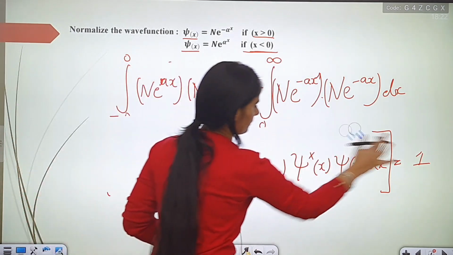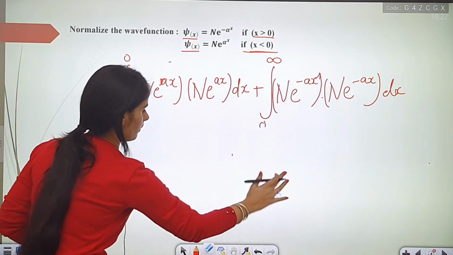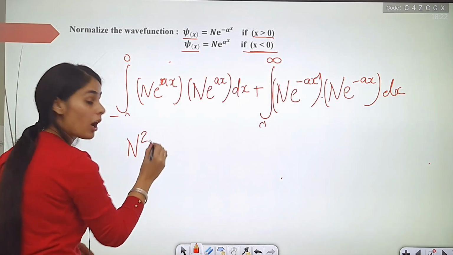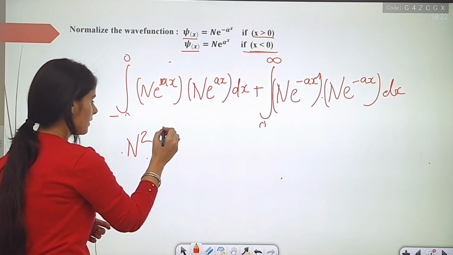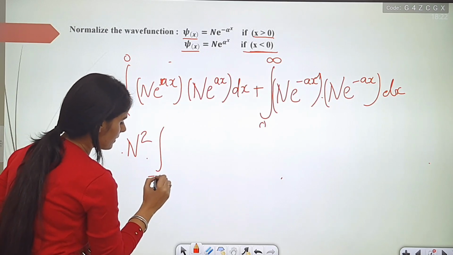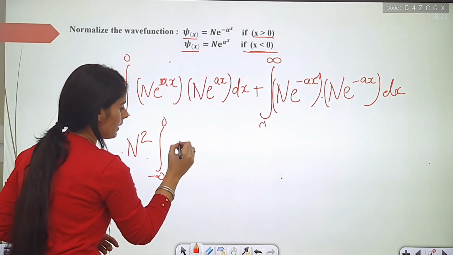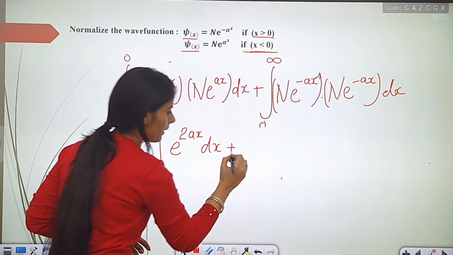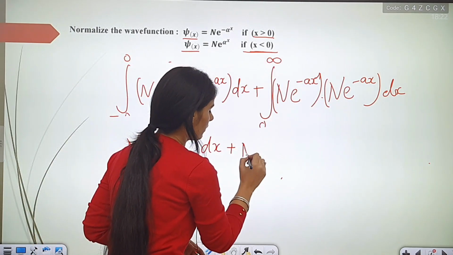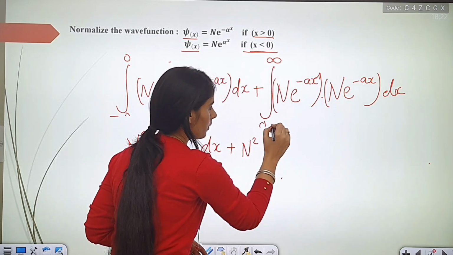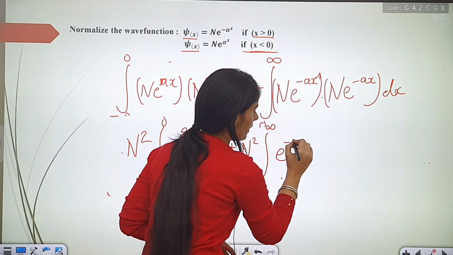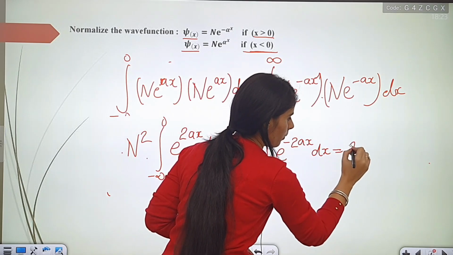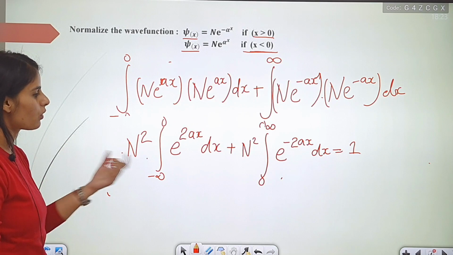What we get here is N square, which we take out of the integration because it is a constant, times the integral from minus infinity to 0 of e raised to power 2ax dx, plus again N square times the integral from 0 to infinity of e raised to power minus 2ax dx, equal to 1. So, take N square constant and integrate.